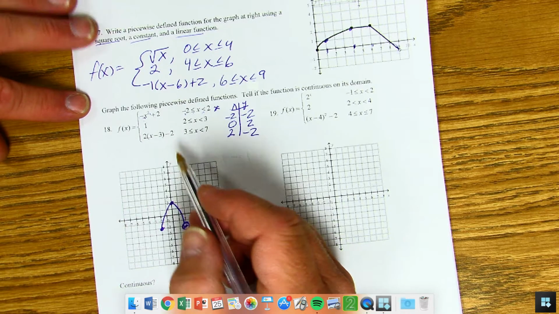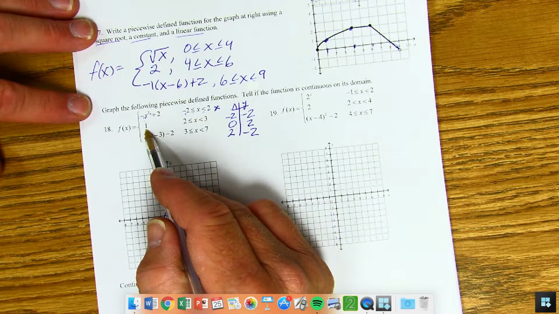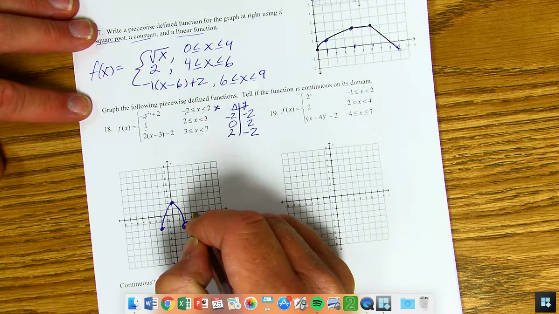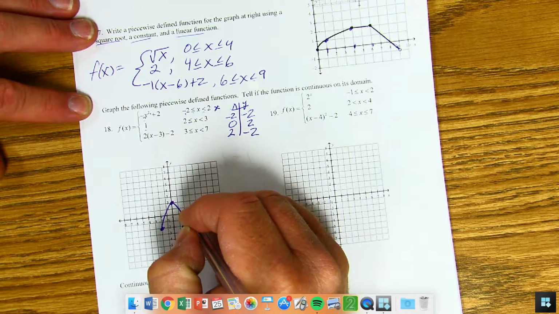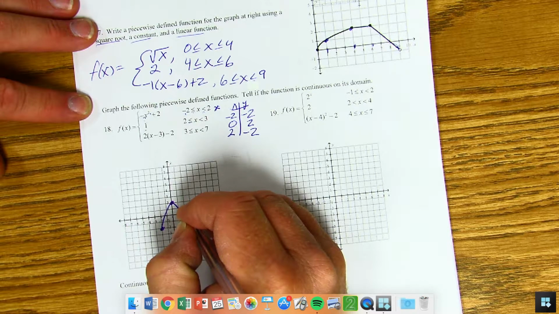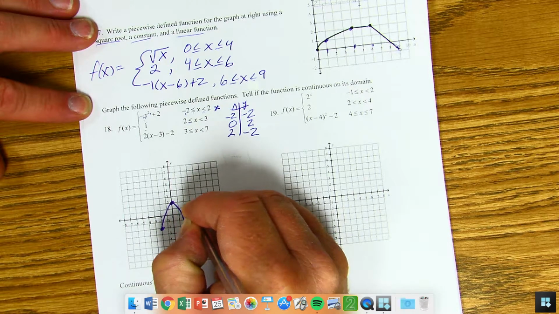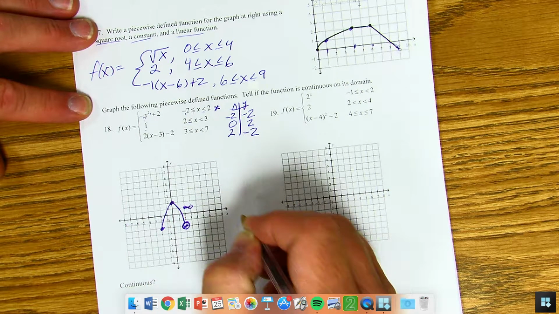Yep. Constant, 1 from 2 to 3. So from 2 to 3, it's a constant. It's solid at 2. So from 2 to 3, it's this line right there. Okay?